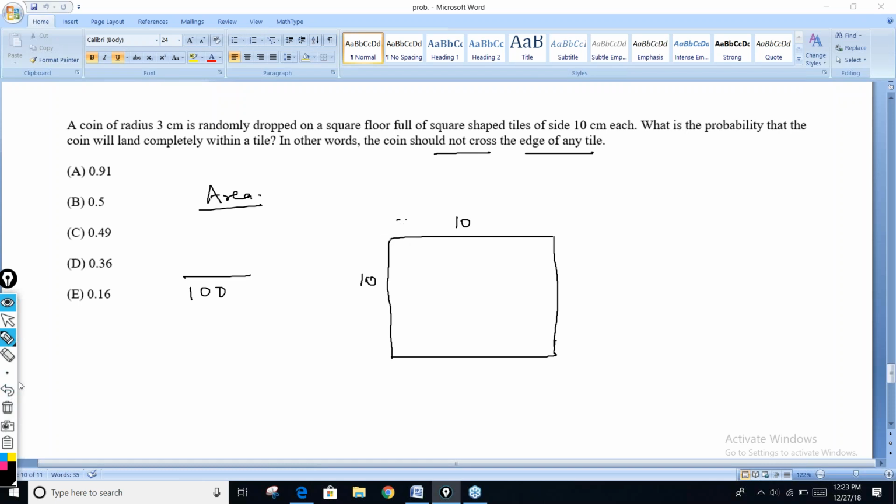So how to get the answer? Now the maximum to maximum the coin can fall like this. It should not cross the edge, so it can maximum to maximum fall like this. What is the radius? Radius is 3. So what we need to do, we need to find the favorable area where it can land. So I need to leave 3 from this side. Similarly, I need to leave 3 from this side. This corner and this upper edge. Similarly, it can fall like this.